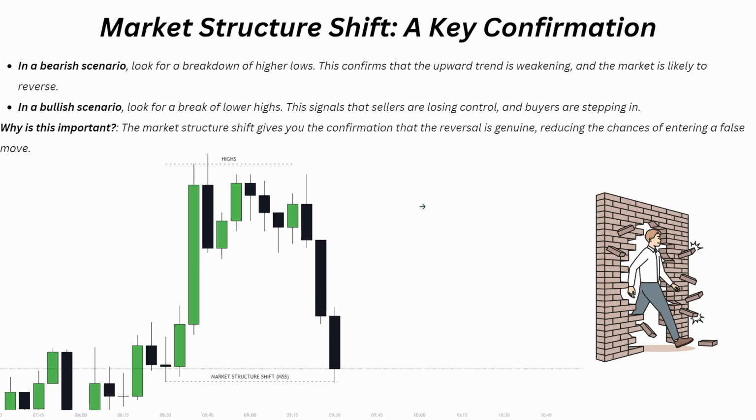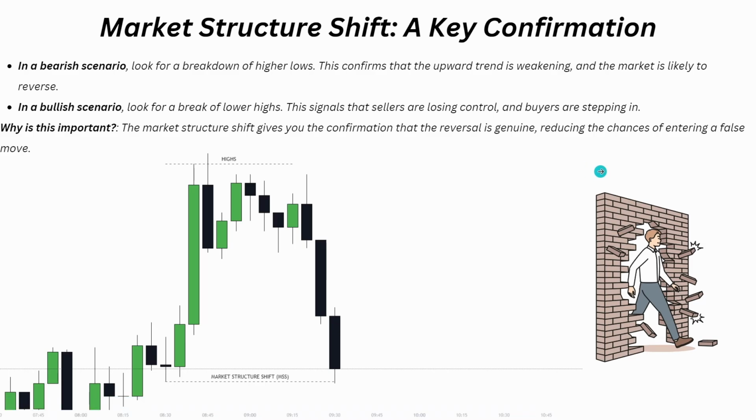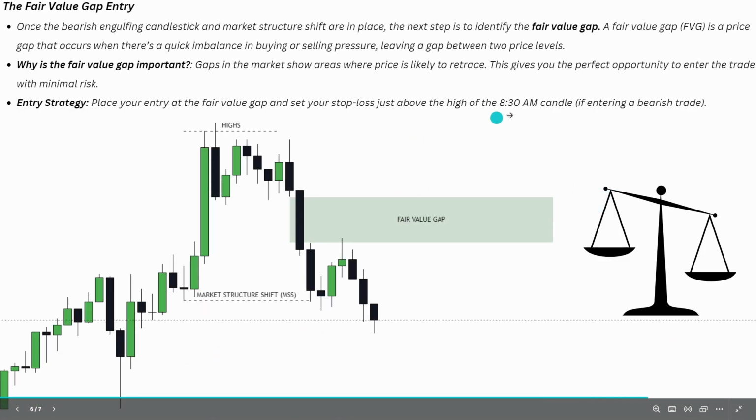Next, we need to find a market structure shift. In this bearish scenario, we look for a breakdown of the higher lows, which you can see right here. This is the higher low right there. And we need to look for a break of these lower highs. This signals that the sellers are losing control and the buyers are stepping in. Why is this important? The market structure shift gives us confirmation that the reversal is real and genuine, and it removes any other chances that it won't work or that we won't be catching the trade. So you can see right here we've got the market structure shift. We'll go to the next example, to the next slide.